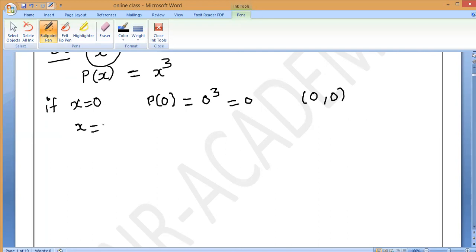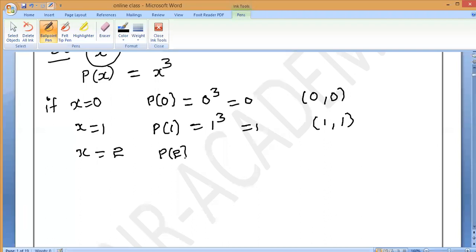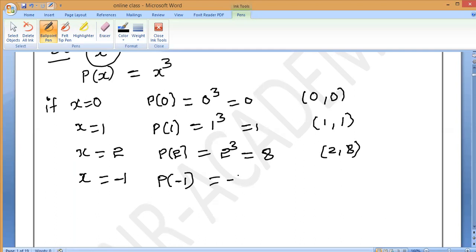If x equal to 1, the point is 1 comma 1. Okay. Next, if x equal to 2, what is the value? 8, since 2 cube is 8. The point is 2 comma 8. Good. If x equal to minus 1, the point is minus 1 comma minus 1.